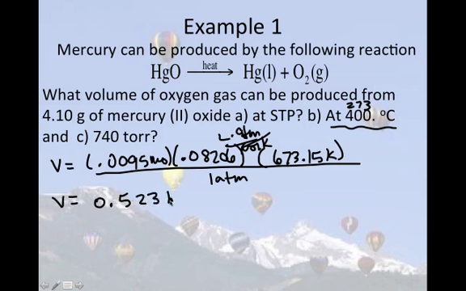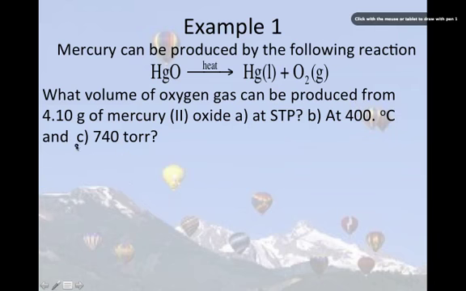0.523 liters compared to 0.212 liters. It's almost doubled, right? More than doubled. Yeah. So now we have more space. We could have predicted that, right? When we increase the temperature, we have to increase the volume for oxygen. So now let's deal with a change in pressure.